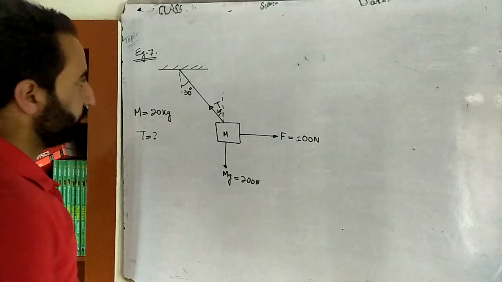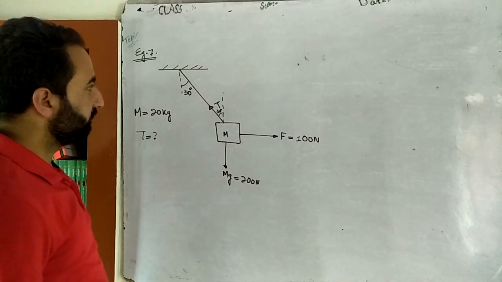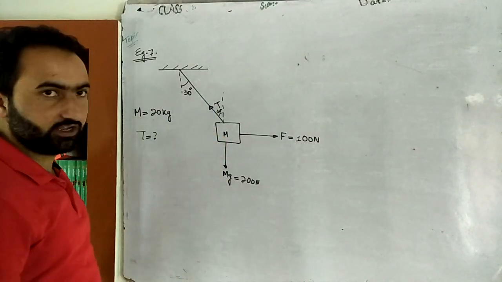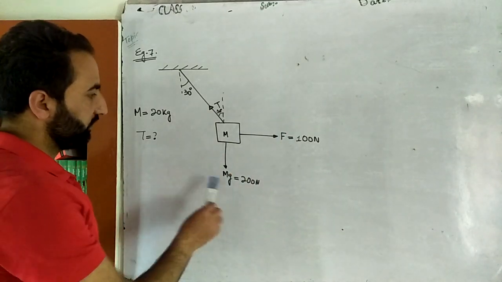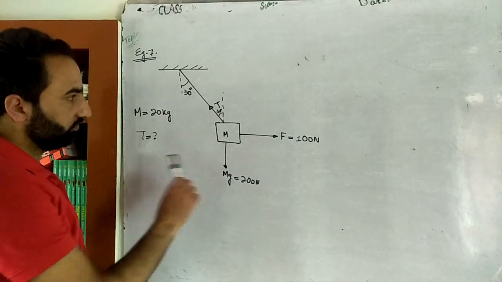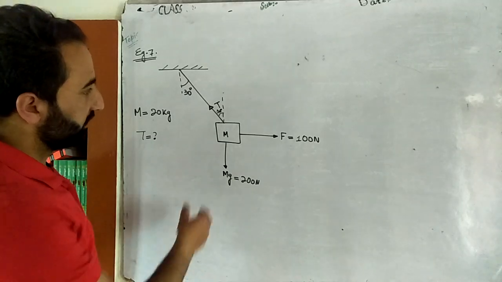So this is example number 7 for you, again based on Lami's theorem. The simple question is that you have to calculate the tension in the string here. This force is mentioned, 100 Newton. This weight is given, mass is 20, so this is 200 Newton. Okay, so again construct the free body diagram.